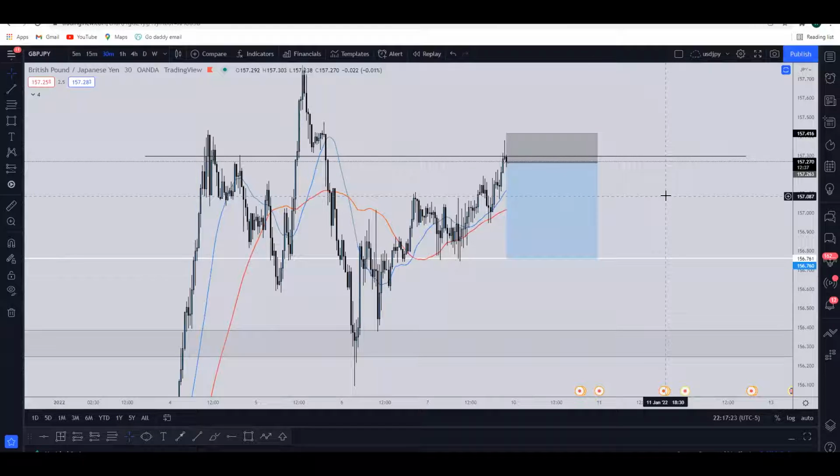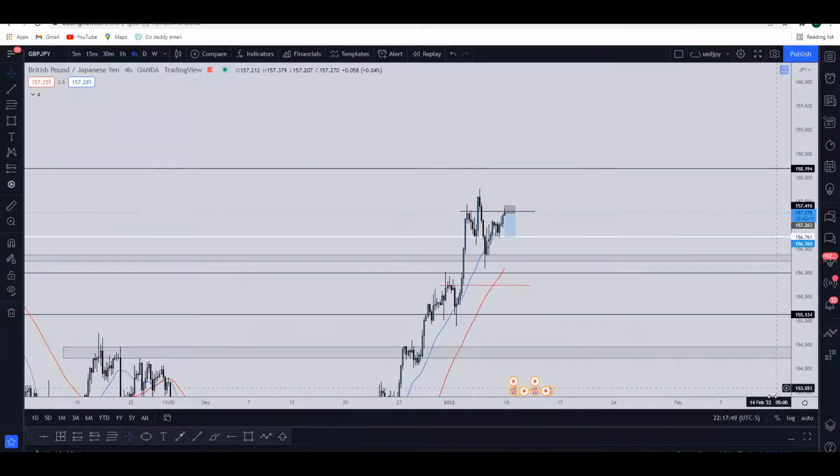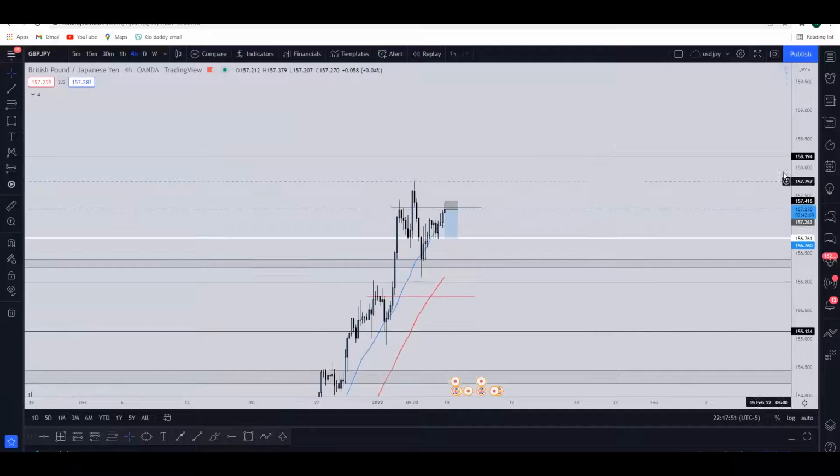Okay. So do you use the horizontal lines, or are you putting supply and demand as boxes, and your support and resistance as lines? How are you marking them?